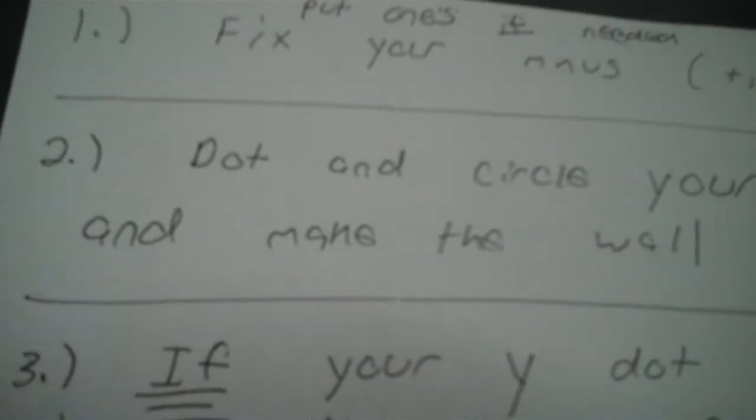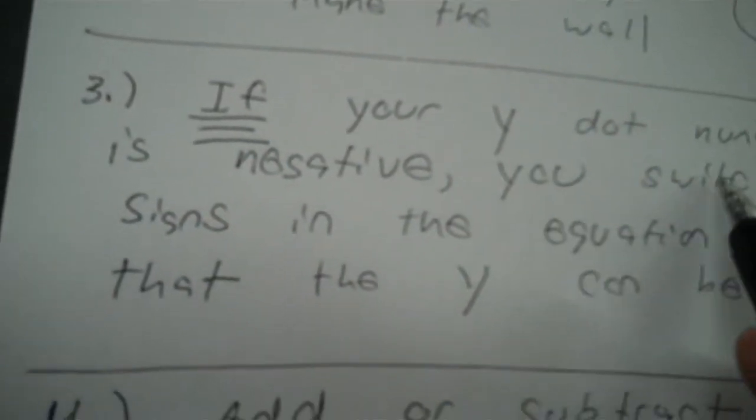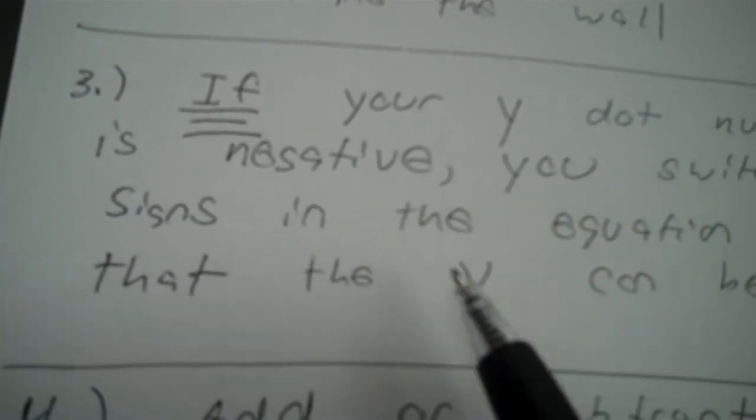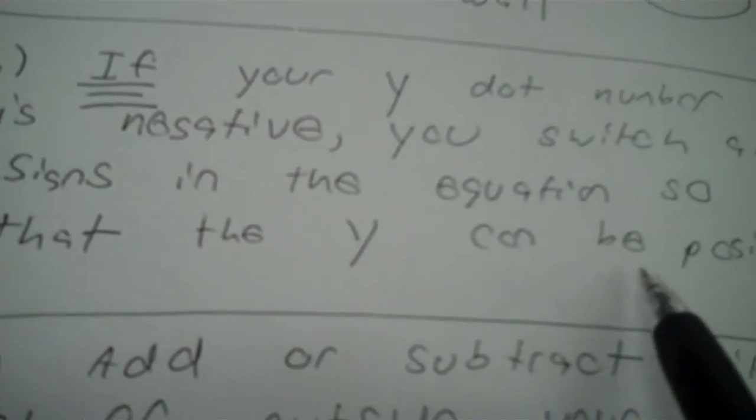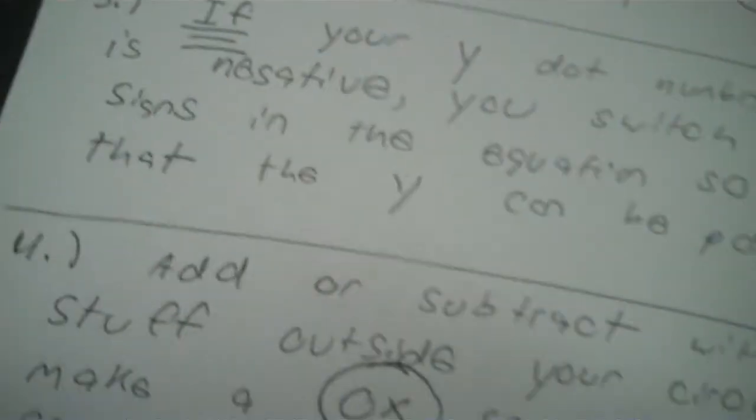Dot and circle your y and make the wall. The wall's already there, okay? Dot circle. If your y dot number's negative, you switch all signs in the equation so that y can be positive. But guess what? That's a positive 7. So don't switch the signs like you did up here, okay? So don't change anything. You want that to be a positive right there.